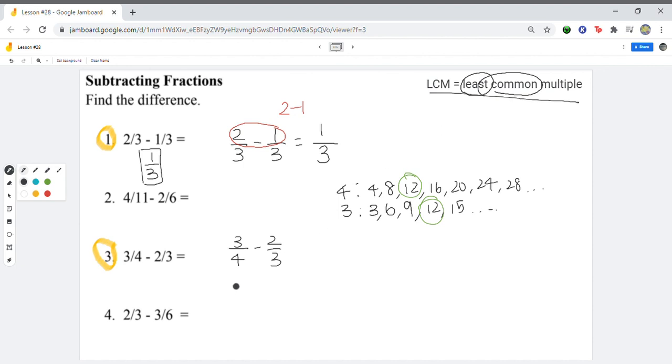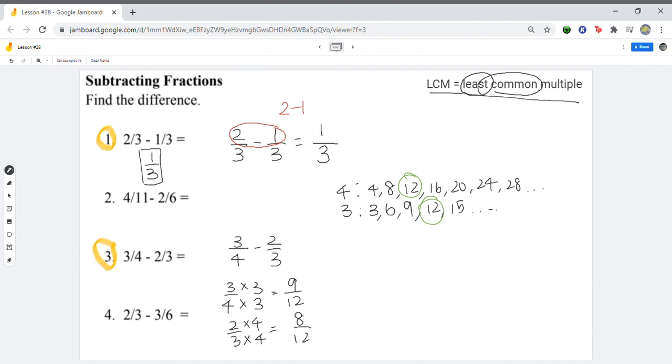Now that we know the LCM, we're going to multiply both fractions in order to have their denominators equal 12. To do that, you have to multiply by 3 the numerator and denominator of 3/4, because if you do something to the denominator, you have to do it to the numerator. So 3 times 3 is 9, 4 times 3 is 12. Now I'm going to do the same for 2/3. I'm going to get a denominator of 12. In order to do that, I'm going to multiply by 4 the numerator and denominator. 4 times 2 is 8, and 4 times 3 is 12.